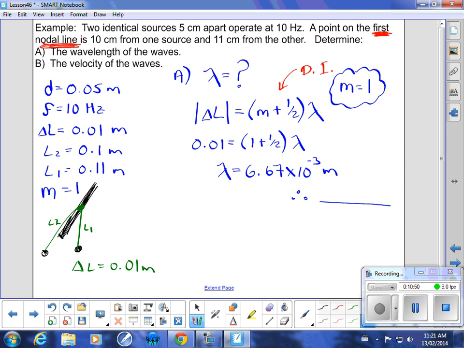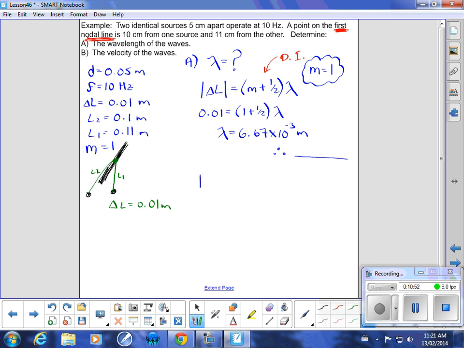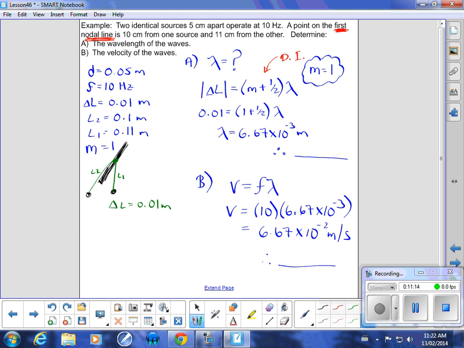Now we want to know the velocity of the waves. Well, for part B, V equals F lambda. It's the only formula we have that relates the two. So V equals 10 hertz multiplied by 6.67 times 10 to the negative 3. So in this situation, we get 6.67 times 10 to the negative 2 meters per second.